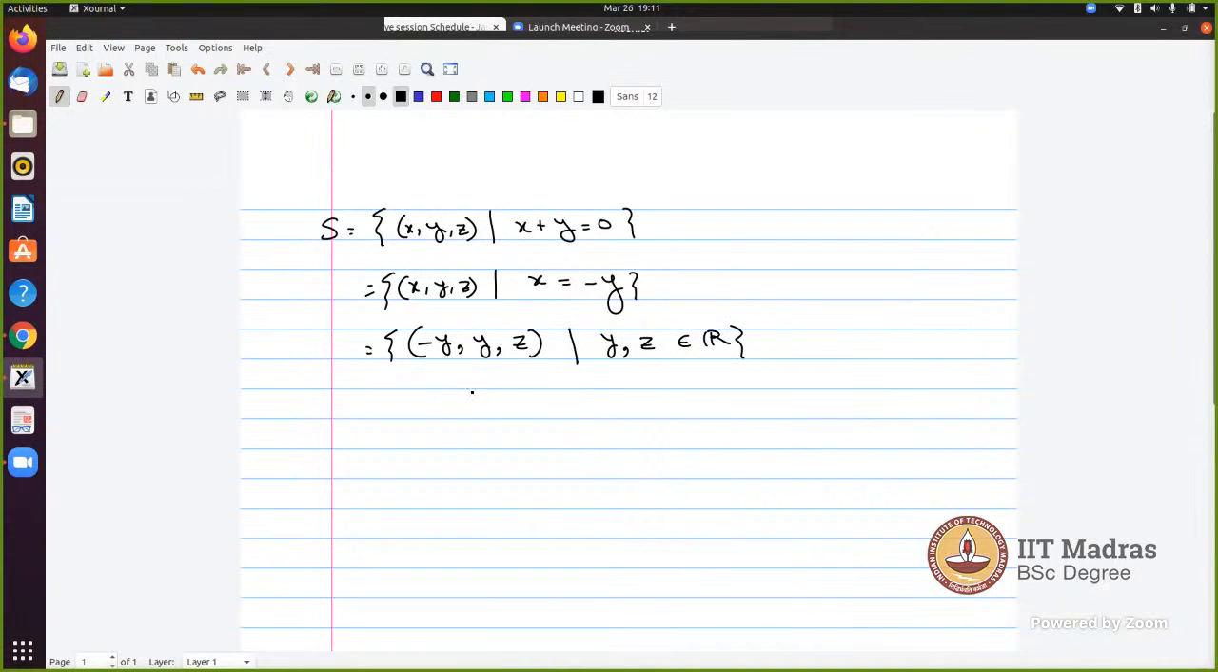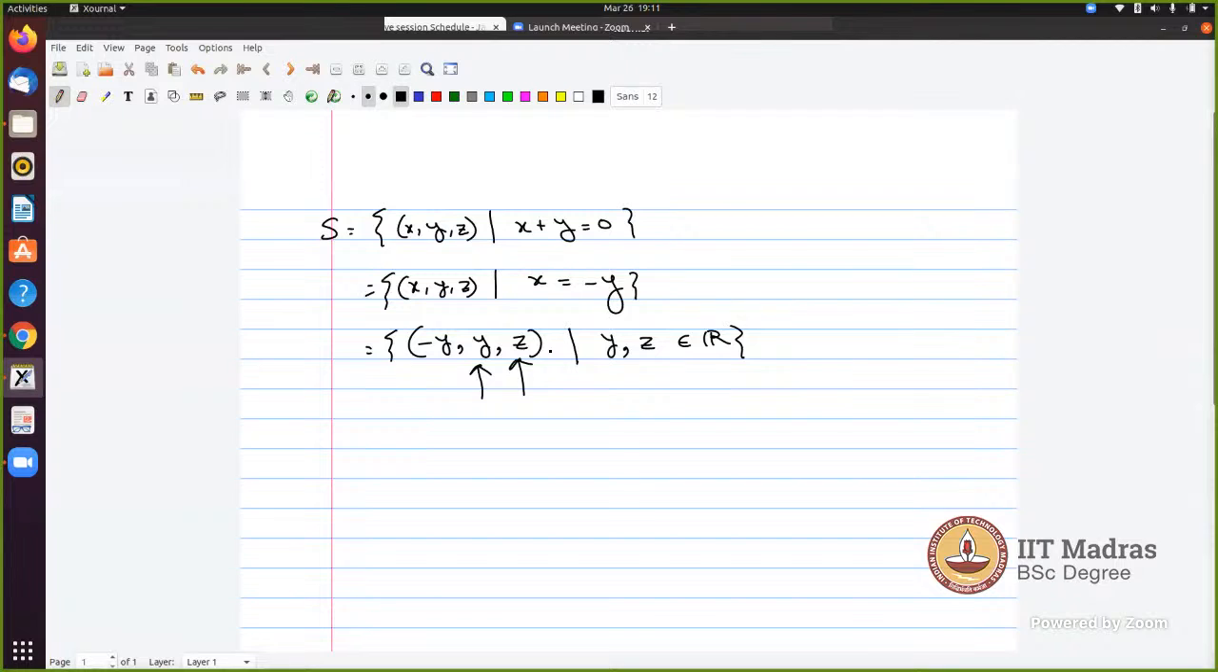So how many variables does this set depend on? One. Is it? Oh, sorry, two. Two variables, right? So is it clear now why this depends on two variables?